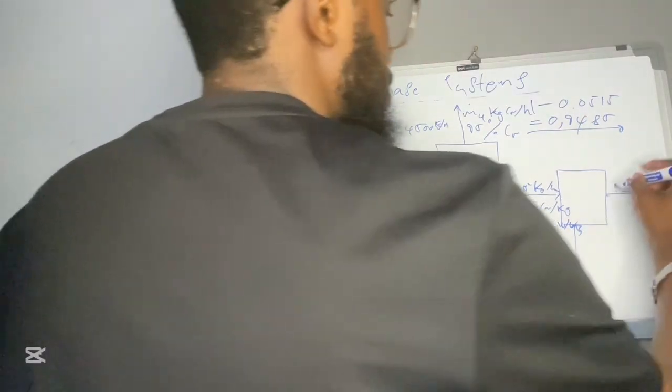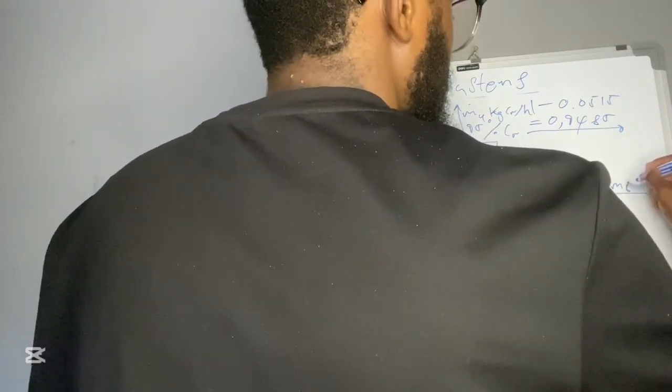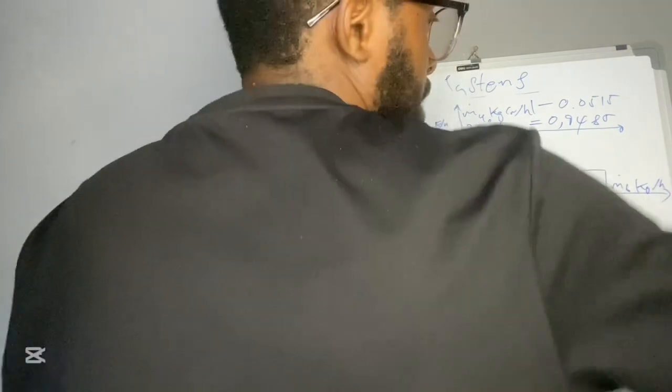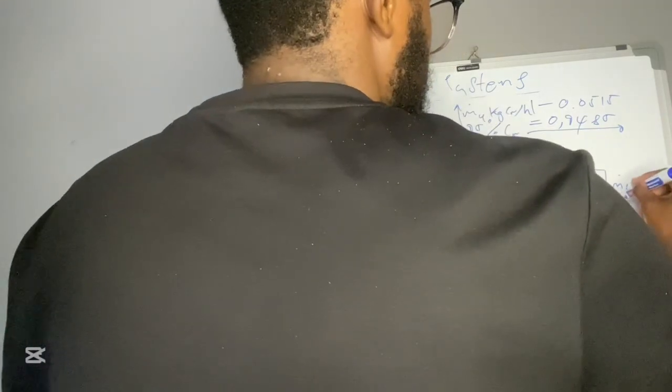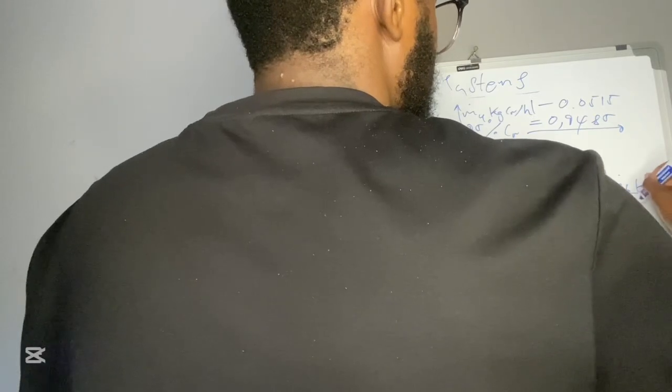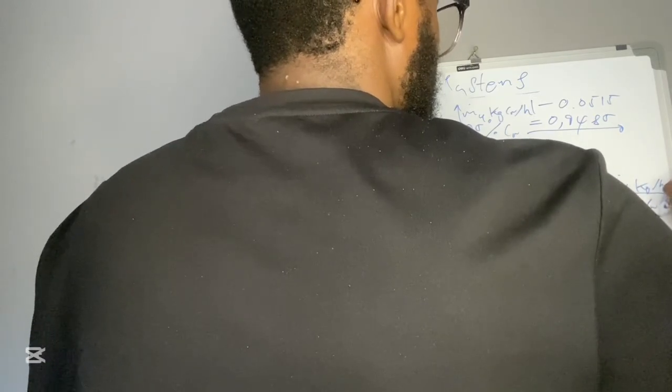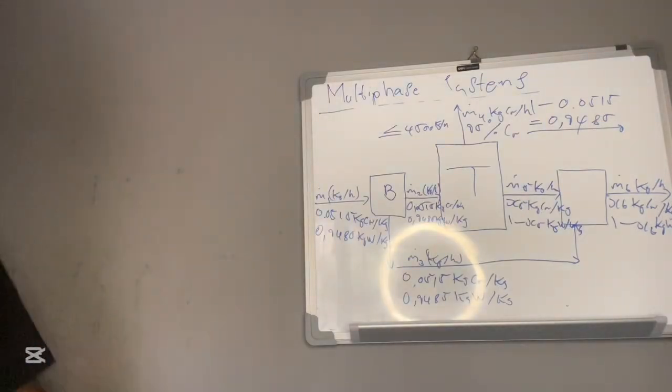And then the one that goes to the final one, this one is mixed. This is the final one that goes to the lagoon. The lagoon is that side. It's like a plant. So we want to name this M6, chromium X6, water 1 minus X6, a kilo. Okay. So this is the flow chart right here.